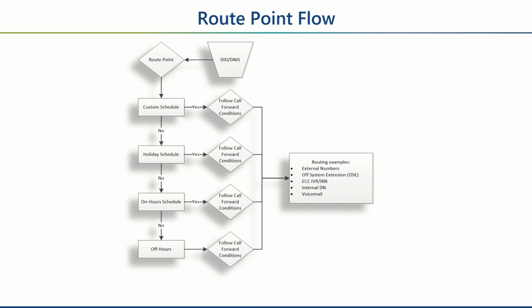So again, even though this looks pretty complicated, when a call initially comes in through the DID or the DNS match, it'll hit the route point, and then depending on which schedule, custom, holiday, on hours, or off hours, only one of those conditions is going to match at one time. Each of those individual schedules is going to point to the same list or type of destinations, whether that's an external number, the Enterprise Contact Center IRN, or some other internal destination, perhaps for conferencing.